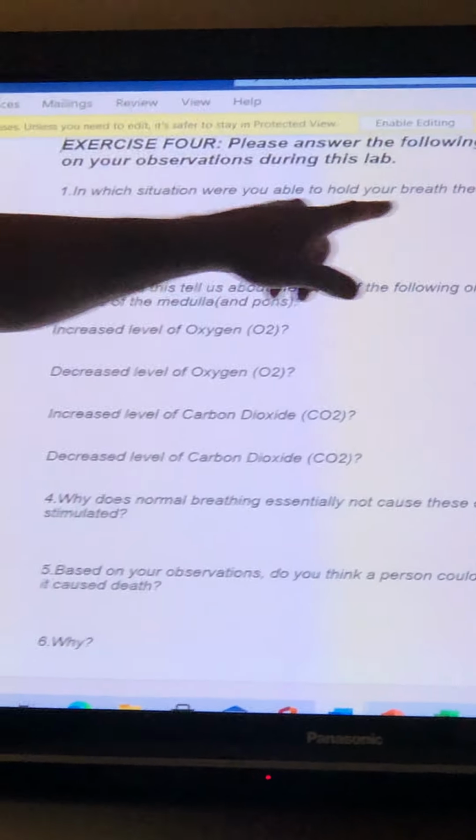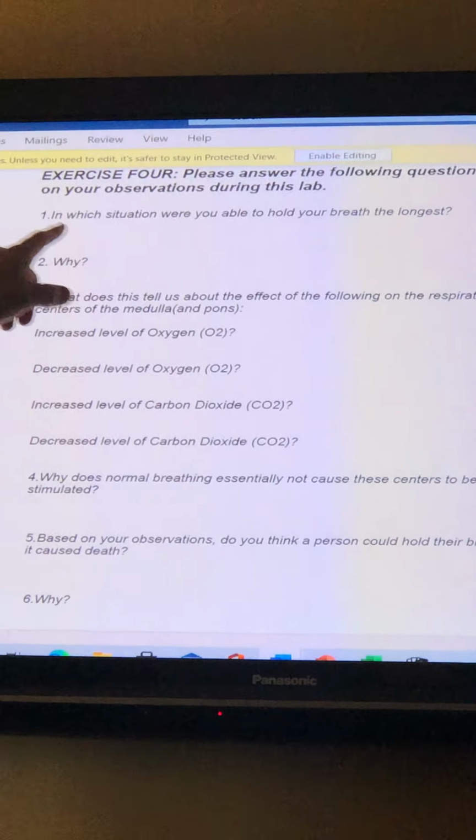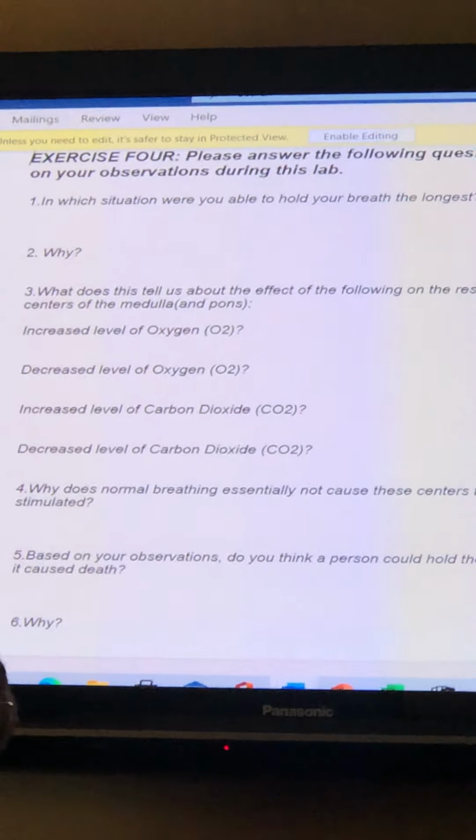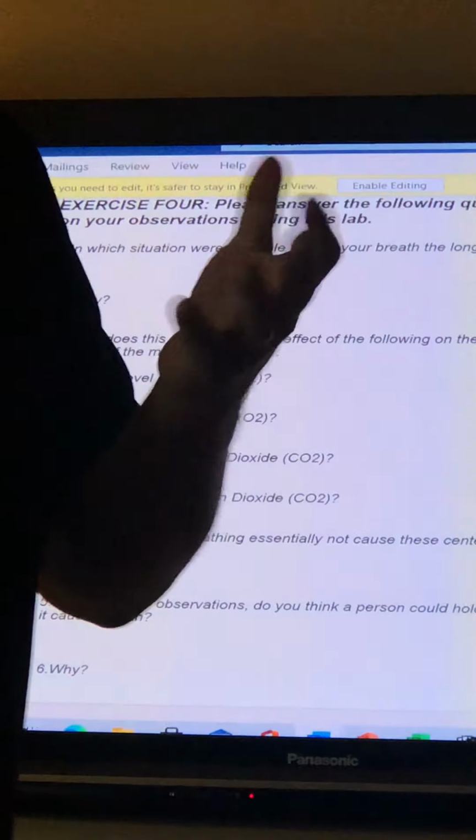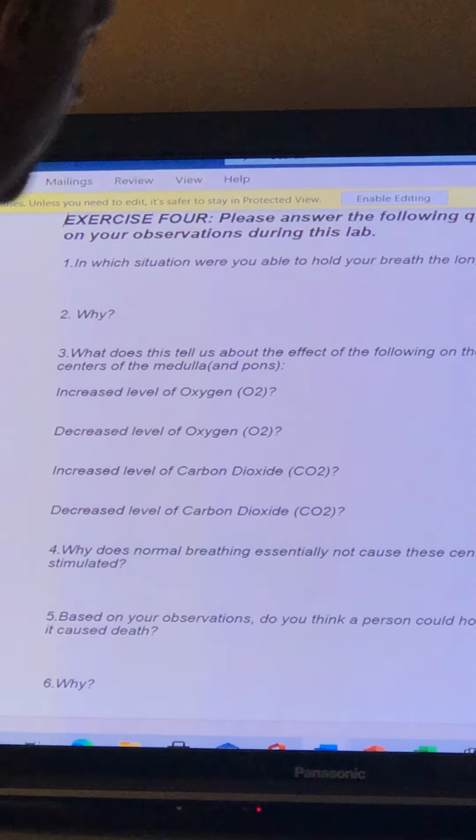In which situation were you able to hold the breath the longest? Number 1, this is hyperventilation. Why? Because your medulla is being inhibited not to breathe because oxygen is greater than CO2.